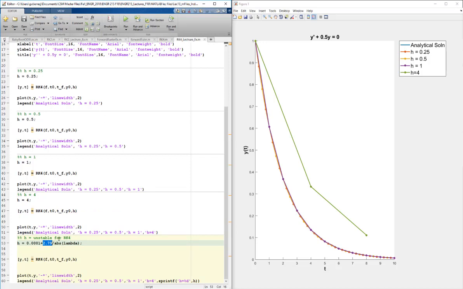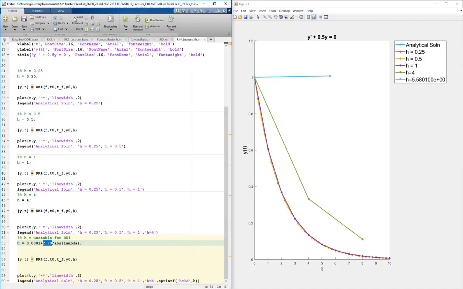So if I evaluate this, what I would expect is now my solution for RK4 to become unstable. And in fact, we do see that is the case. Now we have an unstable solution. So you can't go with too large a time step; it is bound by 2.79 over the absolute value of lambda. That is our limit of stability for RK4.